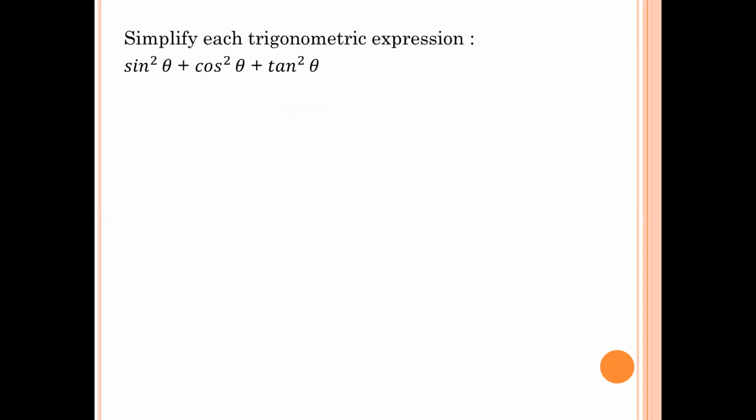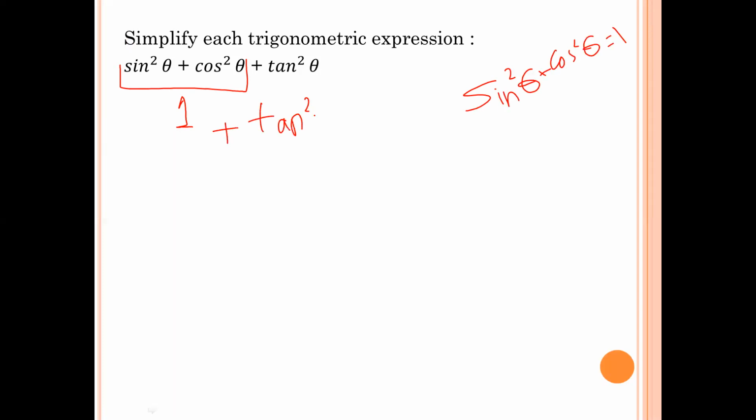The second one now. Simplify this trigonometric function: sine squared plus cosine squared plus tan squared of theta. Can you simplify it? If you look at sine squared plus cosine squared, using the Pythagorean theorem, is it equal to 1? Yes. Why? Since sine squared of theta plus cosine squared of theta equals 1. Now 1 plus tan squared of theta.